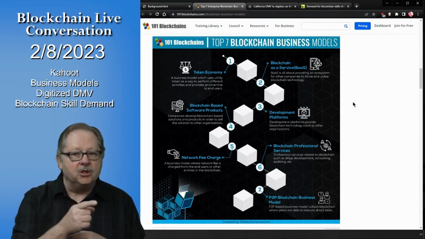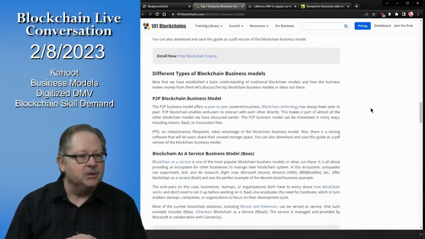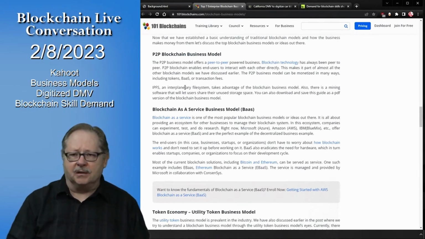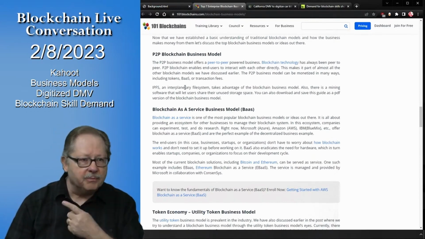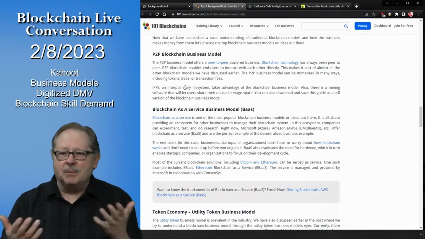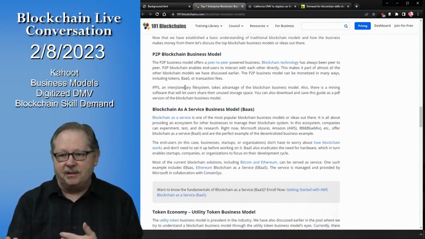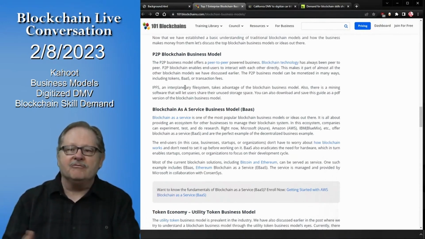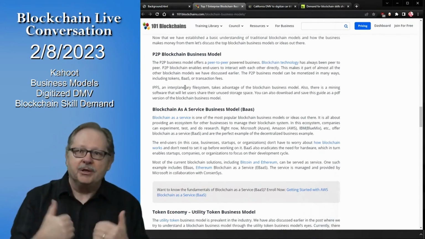So as we look at this, I'm going to scroll on down here and I'm going to start, because they don't do it in order of the graphic, which seemed odd to me, with the P2P business model, which is the peer-to-peer business model. So the peer-to-peer business model is basically what blockchain is. I mean, blockchain is meant to be distributed. It's meant to be diversified out among a lot of participants. And those participants are peer-to-peer participants.